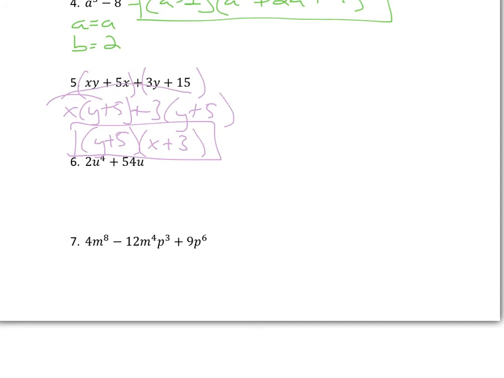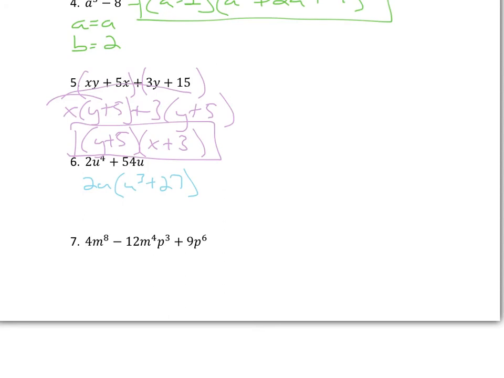Number 6. Number 6 is like a double step problem. First, you just do grouping. You always look for grouping first. So you see anything common here? Yeah, you do. You see a 2u that you could take out. So you're left with u cubed plus 27.